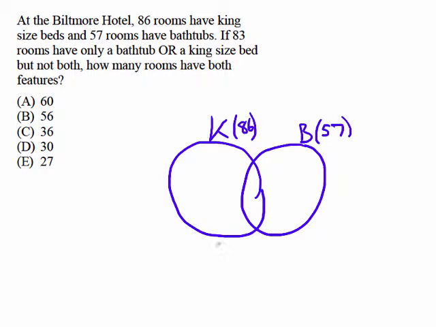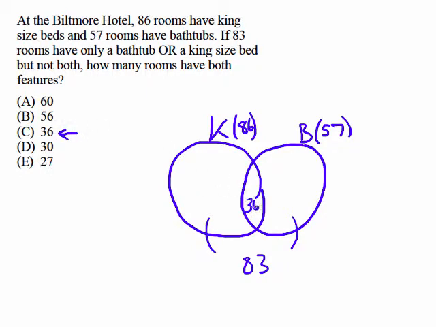83 rooms have only a bathtub or a king-size bed. So I know the sum of only and only is going to be 83. And now what we're going to do is figure out how many have both features. And we're going to start by assuming C. This is the back solving part. We're going to assume 36.